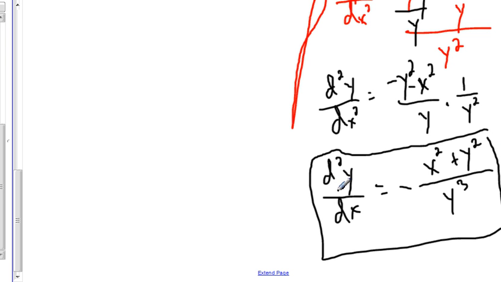And these were all dealing with implicit equations where we used implicit differentiation. Okay, and that's it for day 28 notes.